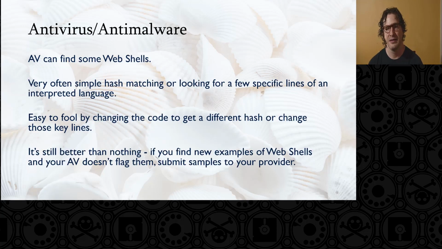Starting with the antivirus, anti-malware, most AV products can find some web shells. It's not going to find a lot of them, but it's better than nothing. It's very often looking for a simple hash of a known file, or looking for a few specific lines of interpreted language that's indicative of that specific web shell. It's easy to fool the engine by just changing the file enough to change the hash, or to take those key lines. For example, you can actually split some Python into two separate lines and trick some pretty well-known AV engines into no longer detecting the web shell. It's still better than nothing.